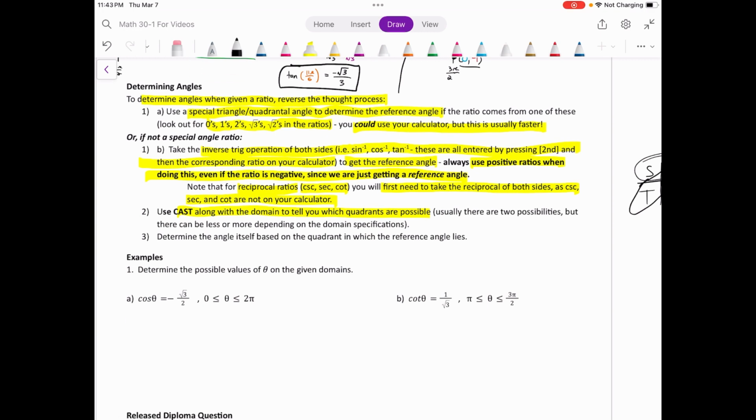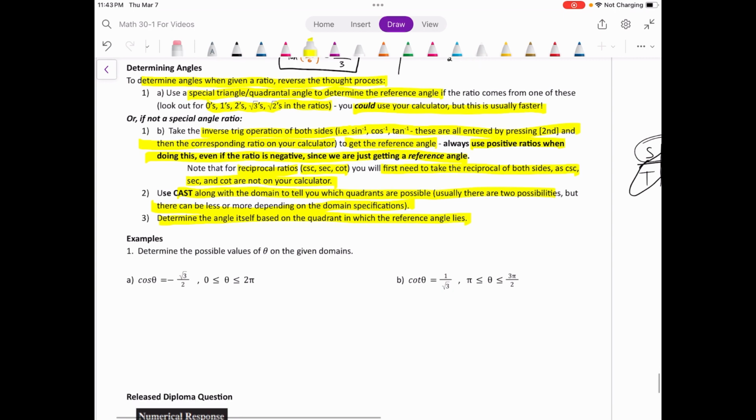Usually there's 2 possibilities, like I said, but again, there can be more or less depending on the domain specifications, okay? So for example, from 0 to 2 pi, there should be 2. From pi to 3 pi over 2, there's not going to be as many because we're only going from 180 to 270, okay? And then determine the angle itself based on the quadrant using those relationships, right? Stuff like 360 minus or 180 minus, whatever it is that you need to do.